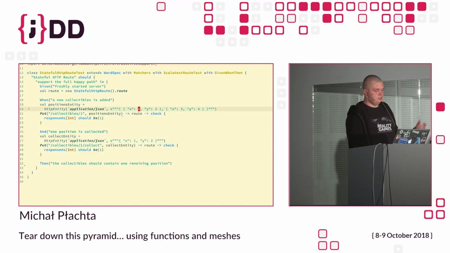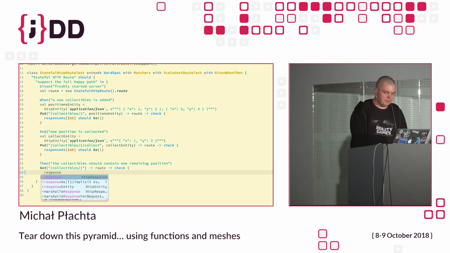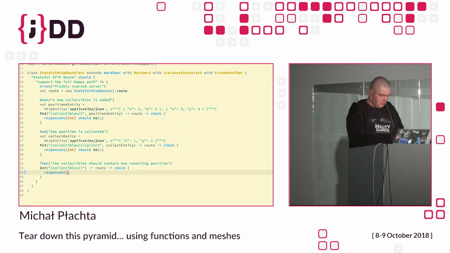So if we have in the state for number 1, the collectibles with identifier 1, two positions, 1, 2 and 3, 4, then if we collect 1, 2, what should we get in response? If we get collectibles 1 and pass it through the same route, which is stateful right now, what should we get in return? Who can tell me? What kind of response will we get? Yeah, so we should get 3 and 4. So the response, if we get collectibles again, is a set of positions. We are decoding that, and again it should be a set of, as you said, position 3, 4. And this is the whole test.